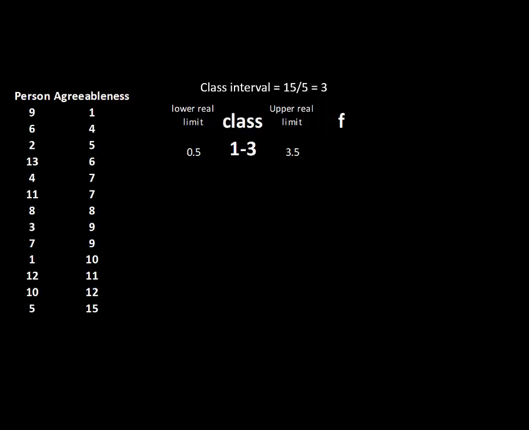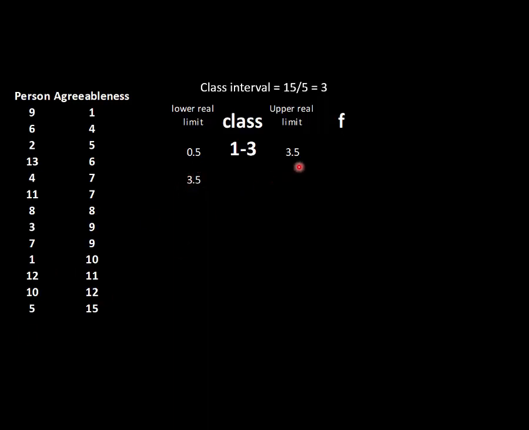Now to get the lower real limit of the next highest class, it's super easy. It's just the upper real limit of the next lower class, or of the previous class. So to get the lower real limit for my next higher class, I just use the upper real limit of the previous class, or lower class. And so that's going to be 3.5, right? Just take the upper real limit from the lower class, move it up to become the lower real limit of the next class up.